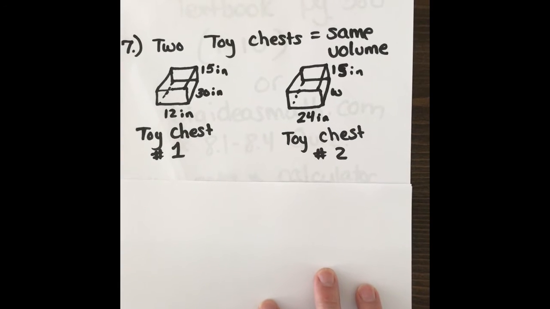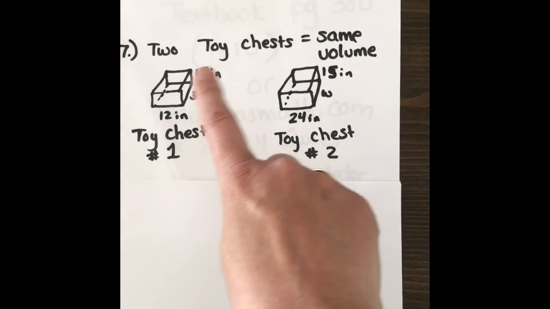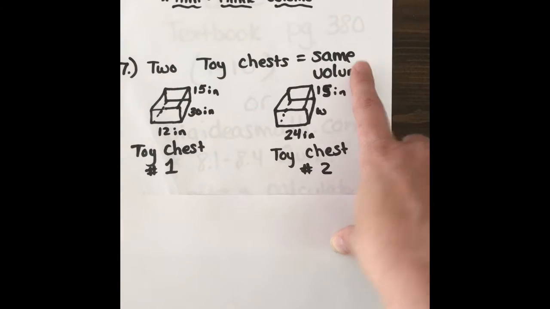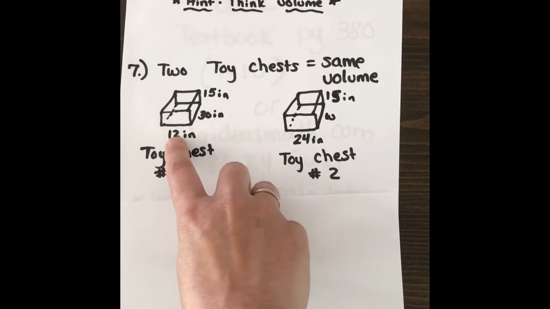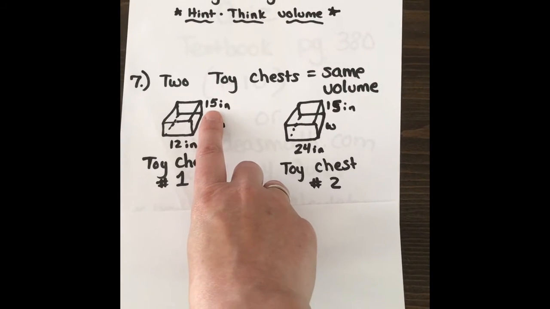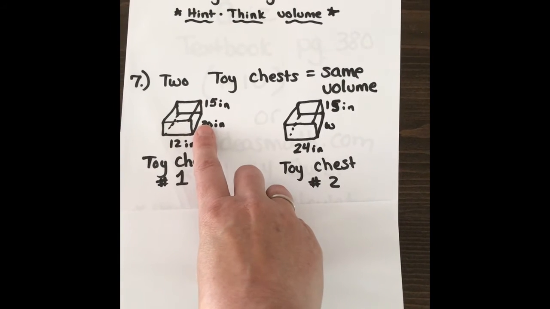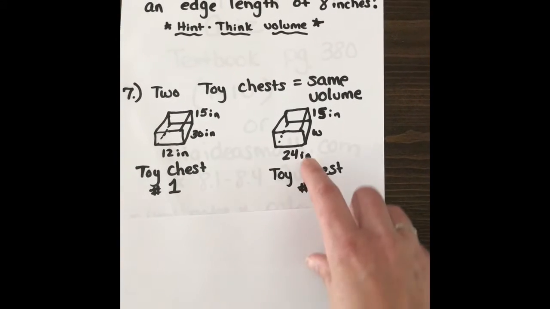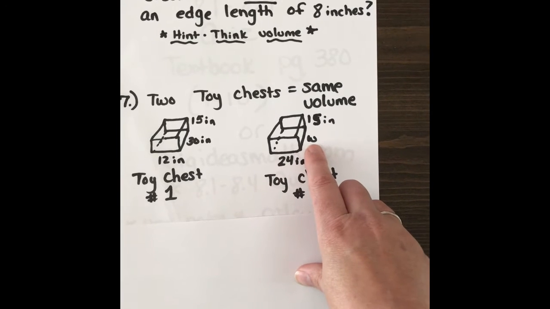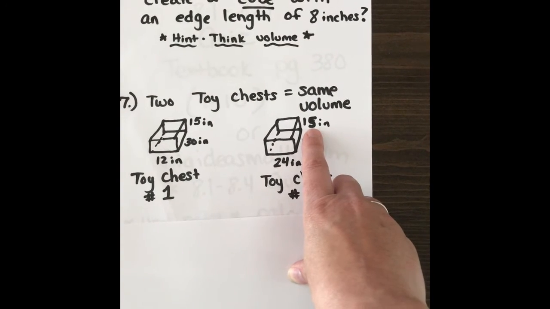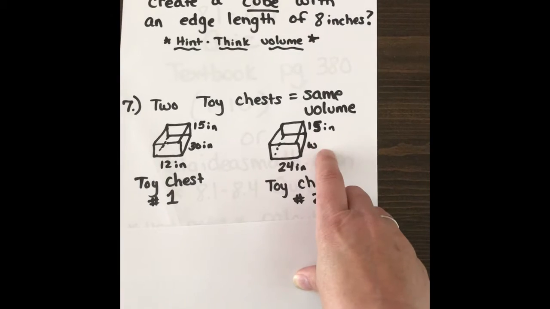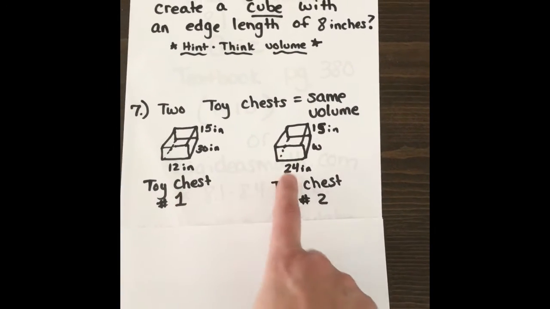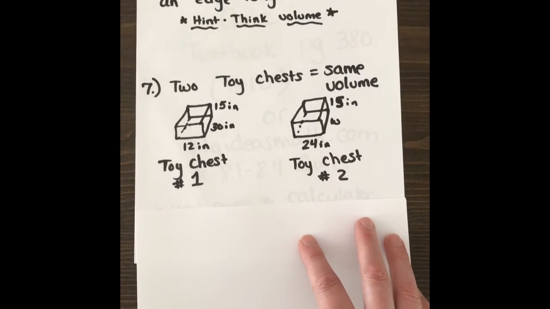And then the last problem I want you to figure out is you're given 2 toy chests. They each have the same volume. So here's your toy chest 1. It's a 12-inch by 30-inch by 15-inch. You should be able to find the volume of that pretty easily using a calculator. And then you have toy chest 2, which only has 24 inches W and 15 inches. So you have to figure out what the width of this one would be if both of these have the same volume. So see if you can figure that out.